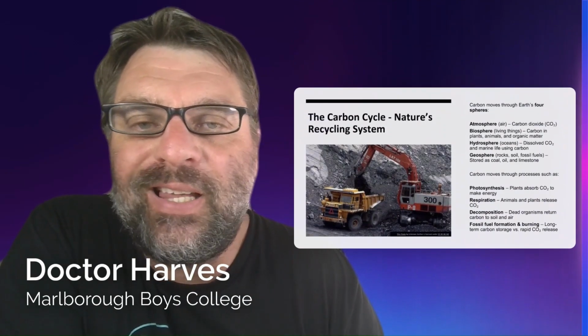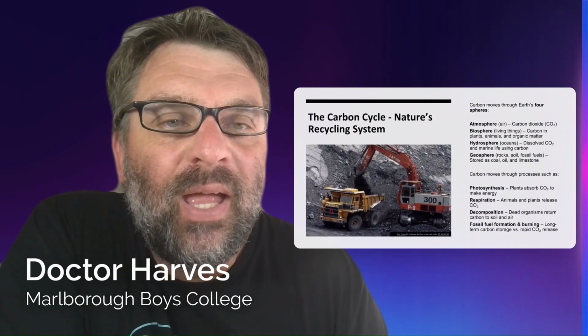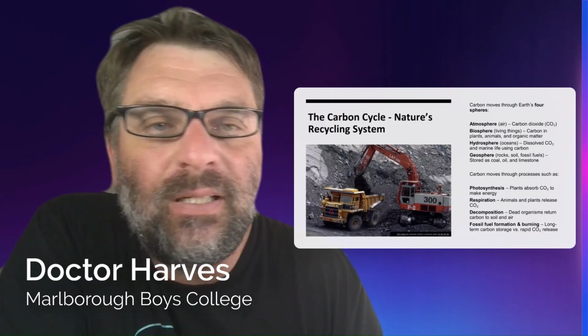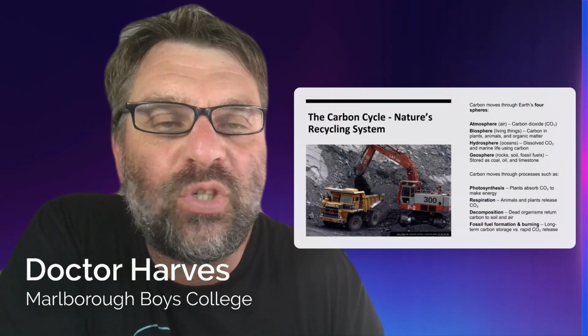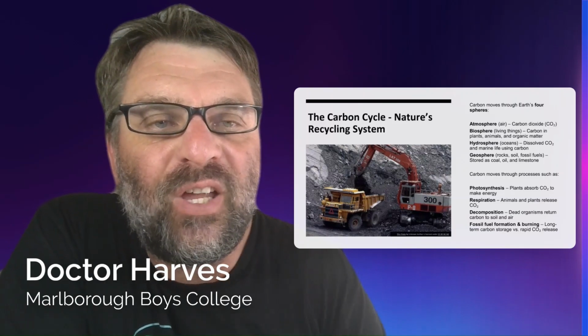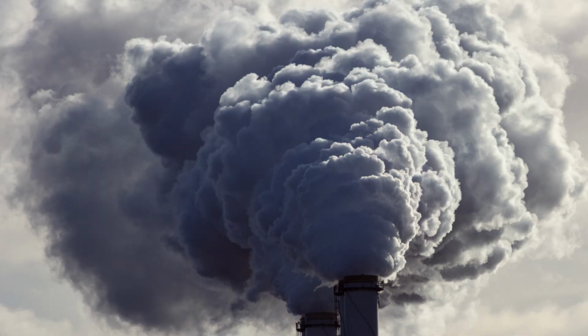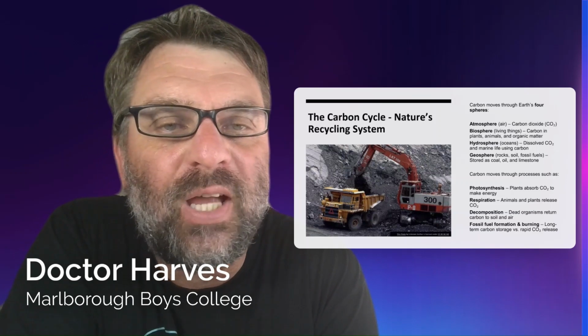So the carbon cycle is nature's recycling system. Carbon, which is matter, moves through the Earth's four spheres. For example, in the atmosphere it moves primarily as the gas carbon dioxide, which is the focus of global climate change.